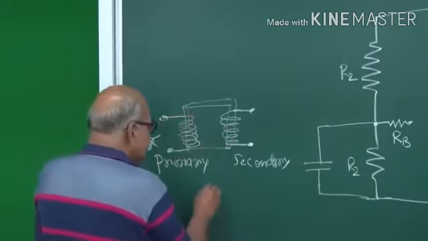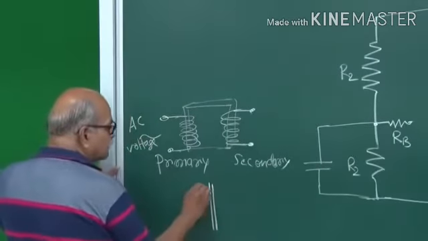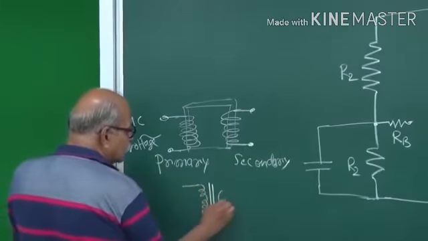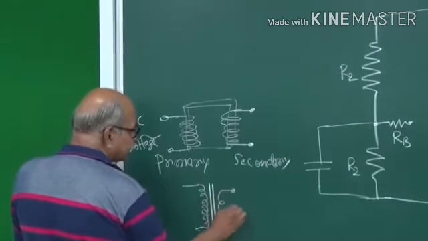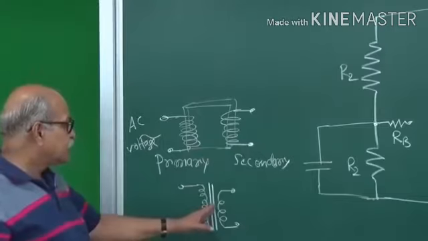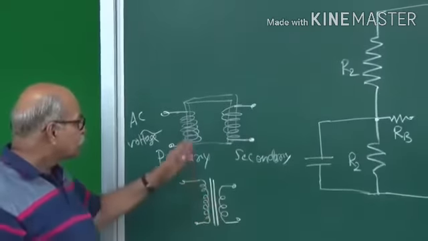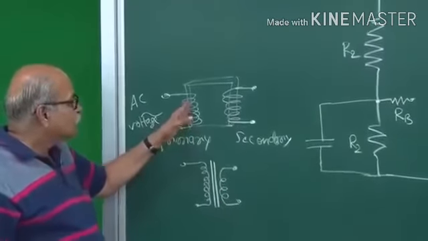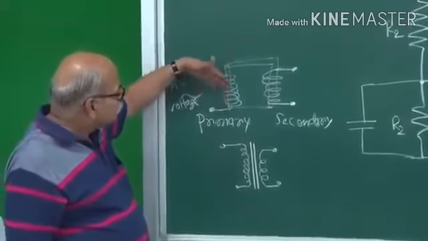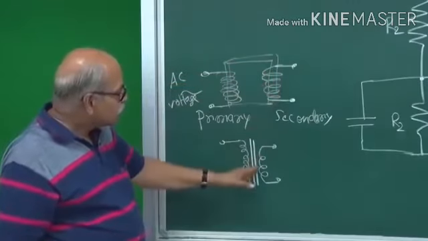And the symbol for this is, you draw two vertical lines, and then you show the primary here and the secondary here. So this is the symbol. These two vertical lines represent that core, which is the bridge for sharing the magnetic field between this coil and this coil. Through this ferromagnetic material, the magnetic field lines are guided. So that is the symbol.